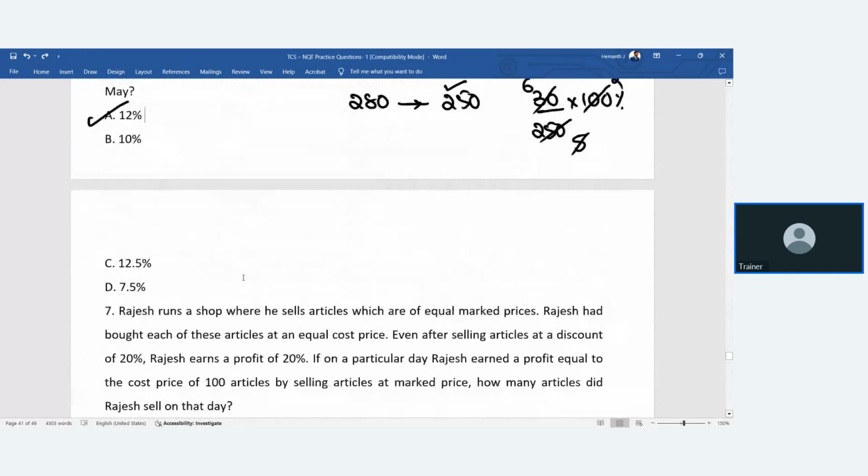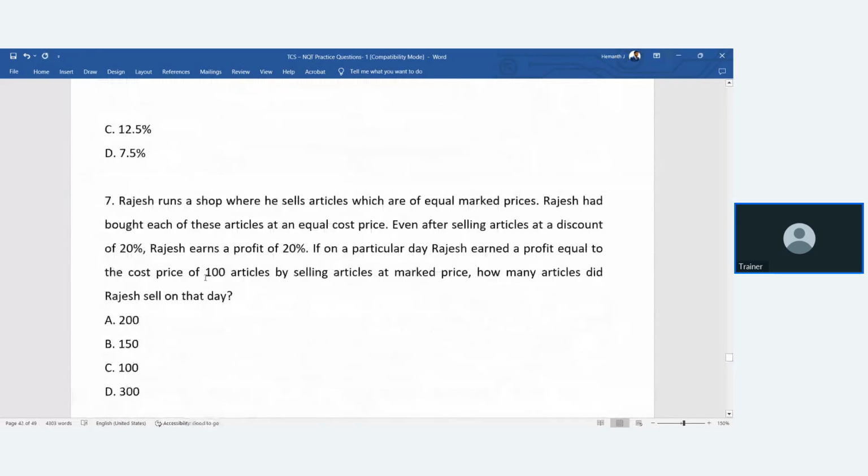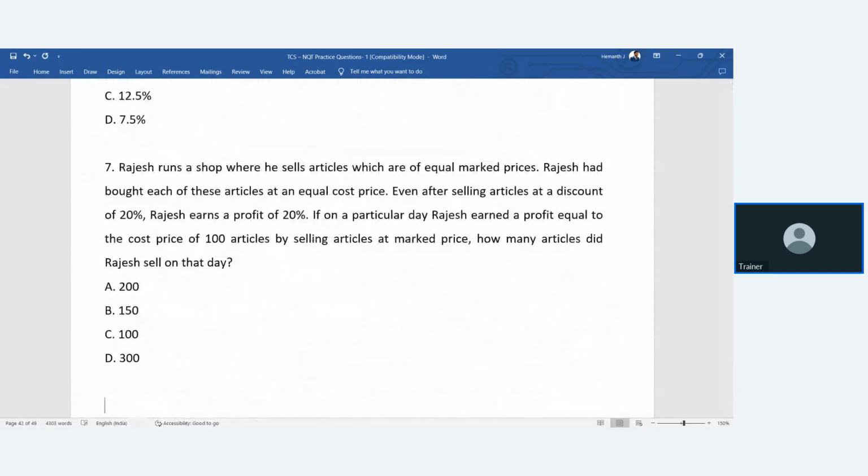Now see this good question related to profit and loss. Rajesh runs a shop where he sells articles which are of equal marked price. Rajesh bought each of these articles at an equal cost price. Okay, let's say you have 10 pens, all purchased for say 10 rupees, but you want to sell it for 15. Market price is 15, something like that. Even after allowing a 20% discount, he got 20% profit.